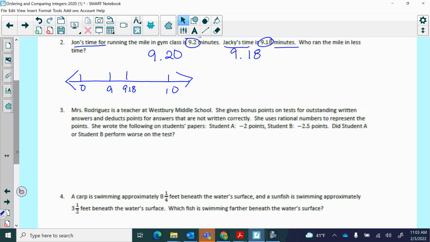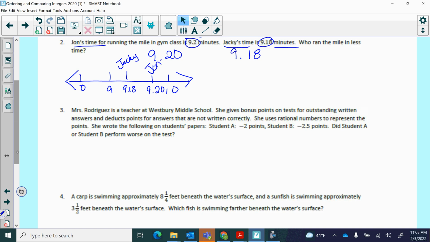9 18/100. Guys, if you don't know how to do it in time, think of it like money. Which one is closer to $9? Which one would be closer to $9, $9.20 or $9.18? Yes. So this is Jackie. And then we have $9.20, or 9 minutes and 20/100, is John.